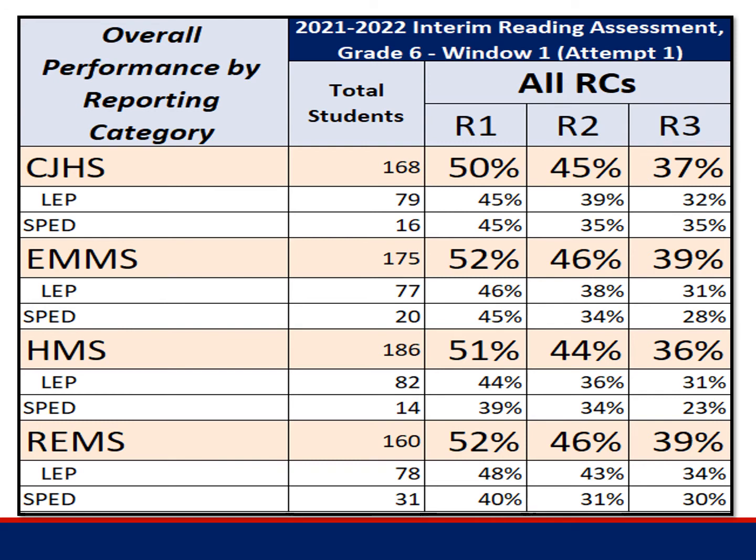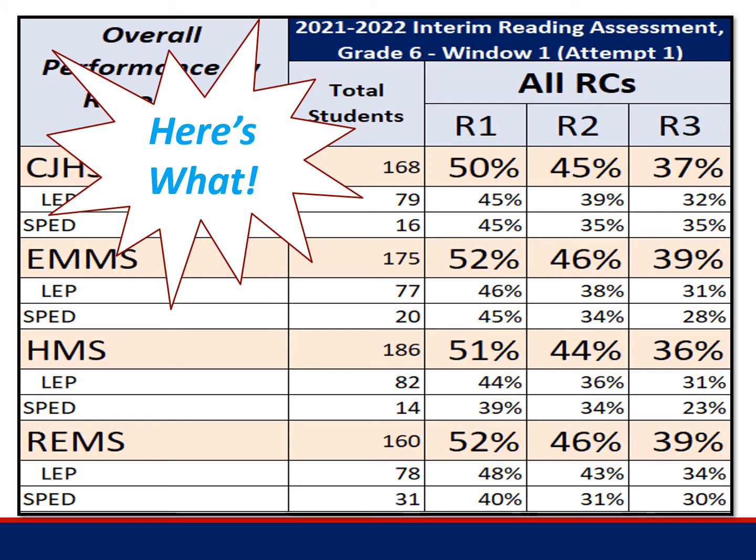So let me repeat if you want to write this down. R1, you're looking at your vocabulary. R2, you're looking at your fiction or literary texts. R3 is your informational text. So remember, I'm going to skip into here's what. So have your handout ready. So get ready to write down some of the facts based from here.